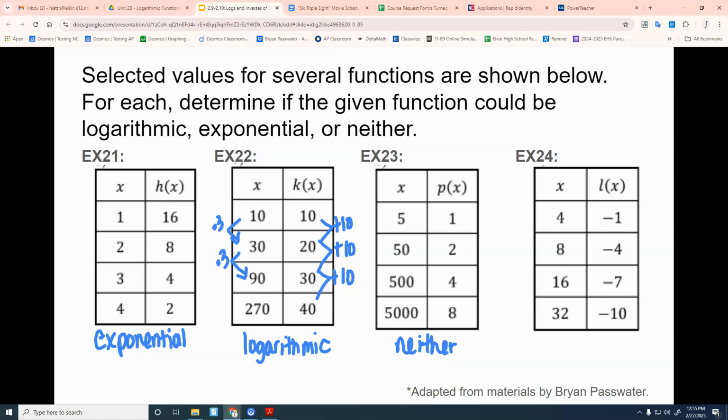Tell your friend what you think about that one. Okay. Rowan, what do you think on that one? That is a log. The y values are decreasing by 3. The x values are being multiplied by 2. Okay, questions?